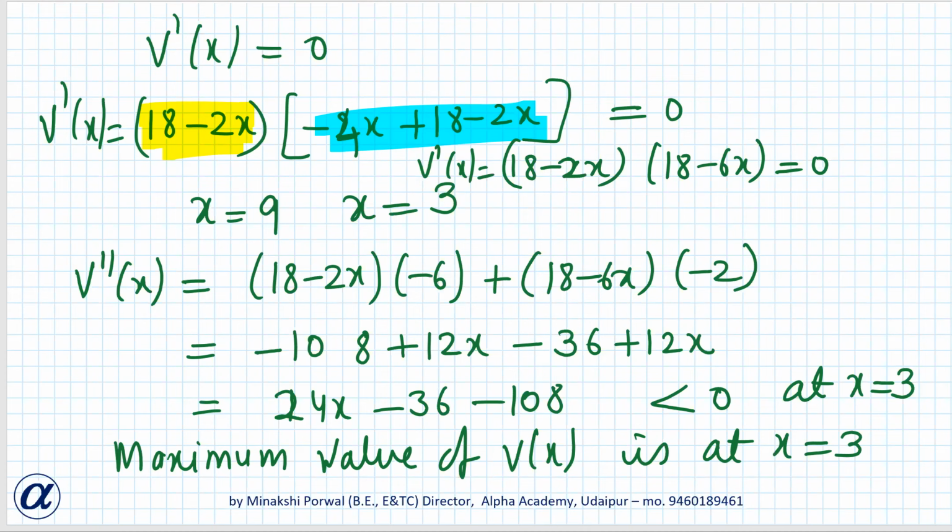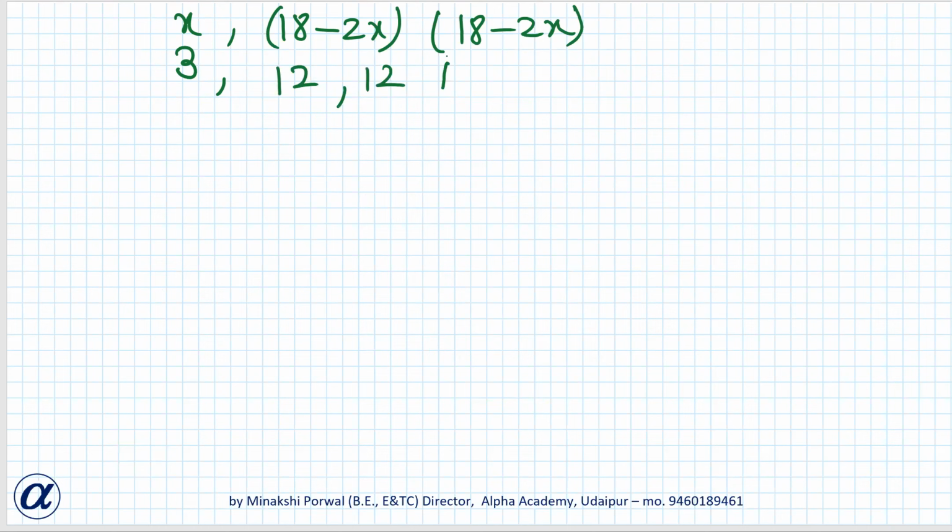Okay, and therefore the x is 3 now we got, so the dimensions will be 3, 18 minus 2x and 18 minus 2x, that is equal to 18 minus 6, that is equal to 12, and 12. This will be the answer.